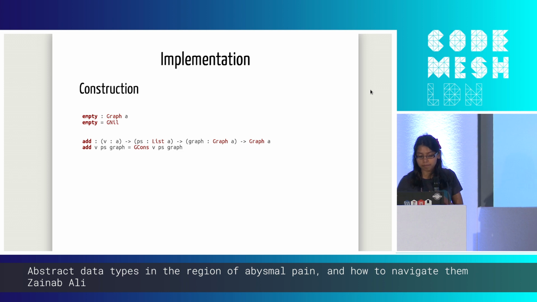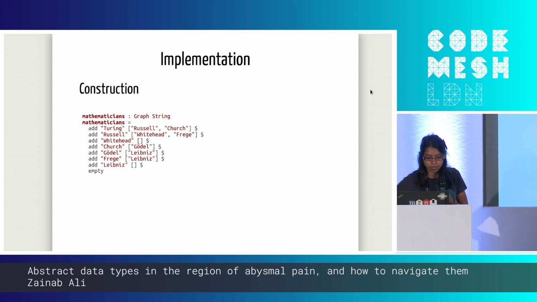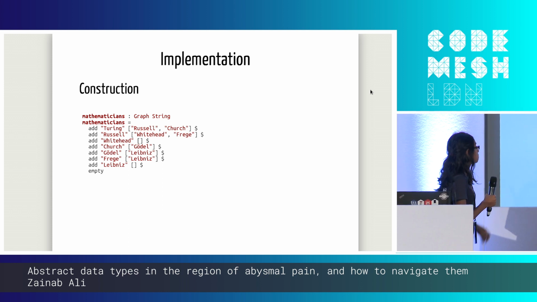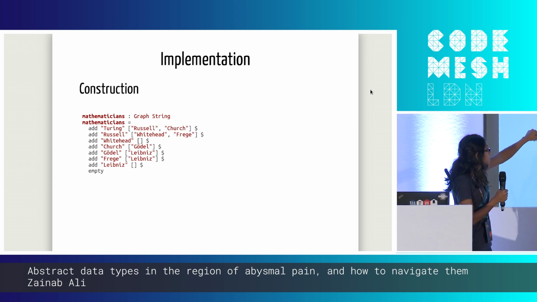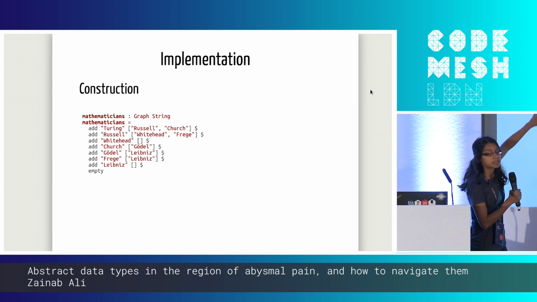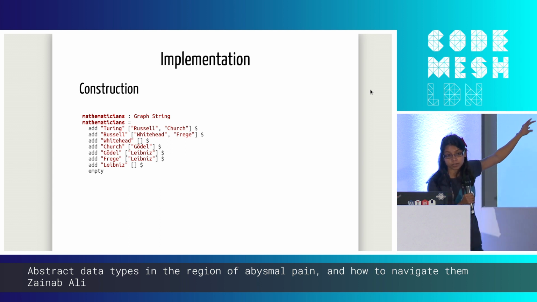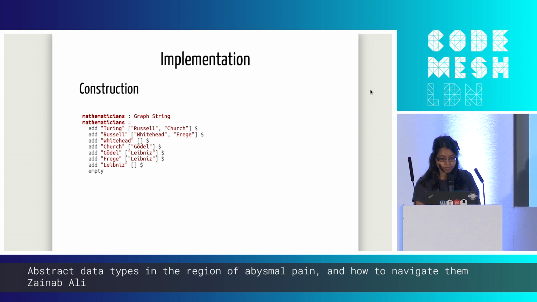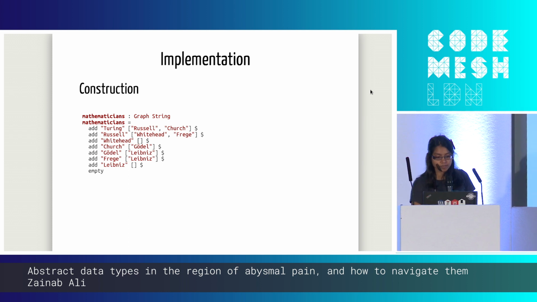Let's see how this might work. If I wanted to make that graph of mathematicians I saw earlier, I'd start out with the empty graph. I add one node Leibniz, and then I add another Frege, whose parent is Leibniz, and then Gödel, whose parent is Leibniz, and so on and so forth, until I get this graph, which is the graph which you saw in the beginning. Well, that's construction. It seems to work well, and it's got quite a nice syntax.